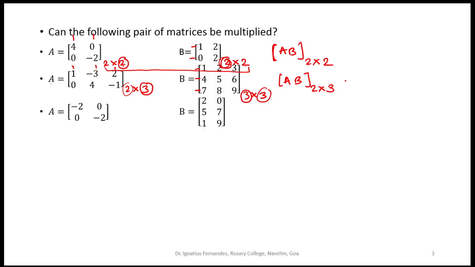Okay. Consider these matrices. Can these matrices be multiplied? So I'll look at the order. This is 2 by 2 and this is 3 by 2. Okay, so I check the number of columns in A and I check the number of rows in B. Now they are not the same. So in this case A cross B cannot be carried out. A cannot be multiplied to B.